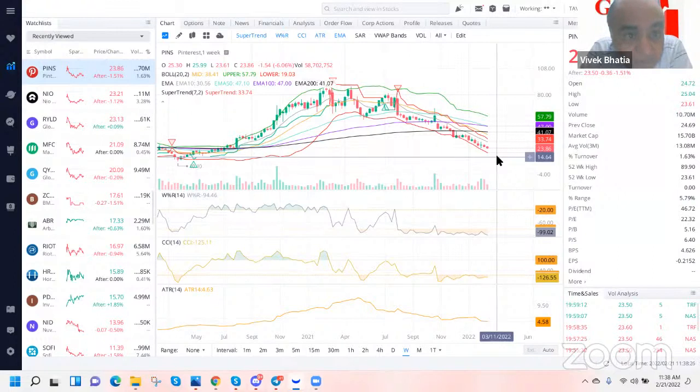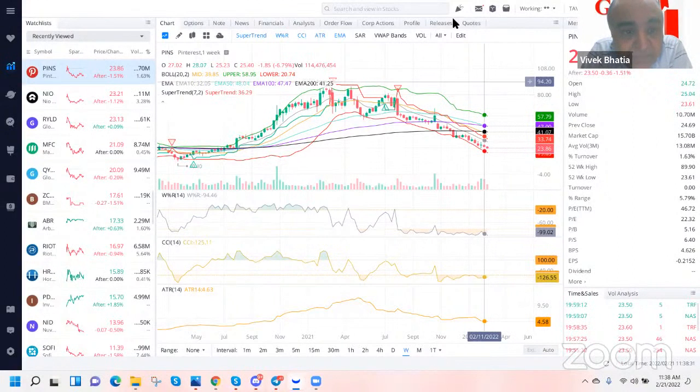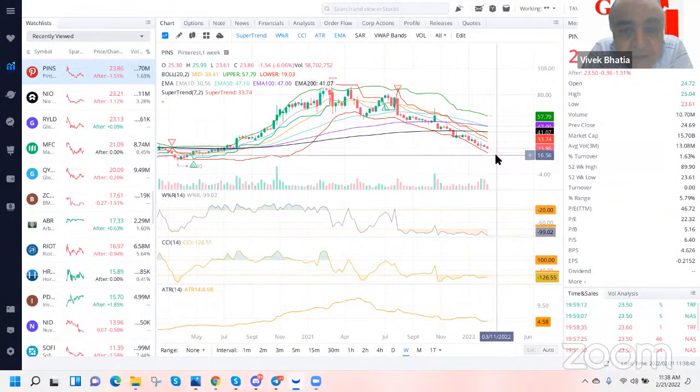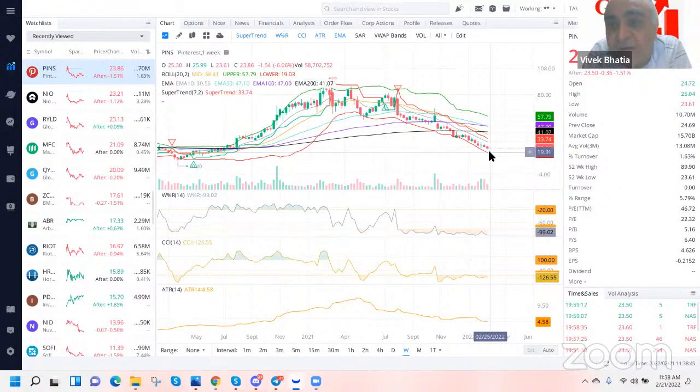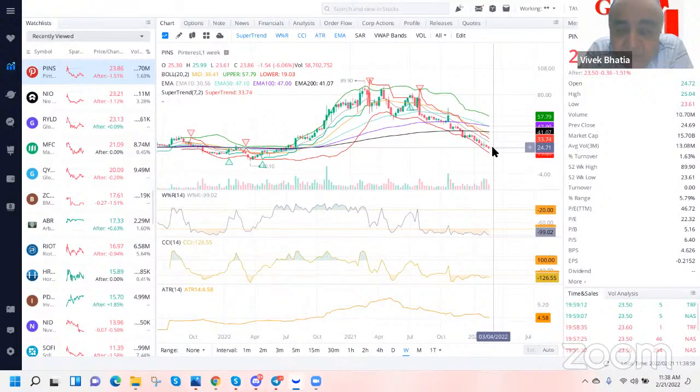Your 200 EMA, all your EMAs are way above. Nobody's close to you. The earliest one close to you is the 30, and you're currently at 23 or 24. You're very far away. So if you're holding Pins, you could either book your losses earlier now, or keep it as a long-term investment and wait for it to reverse, because this is in a long-term downtrend.